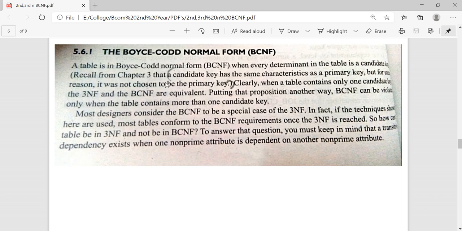So that is what it is saying here. A candidate key has the same characteristics as a primary key, but for some reason it was not chosen to be the primary key.